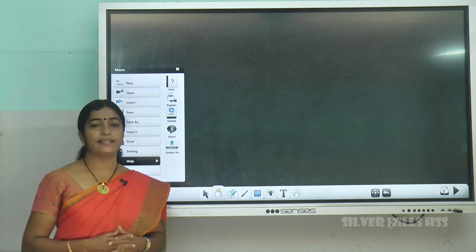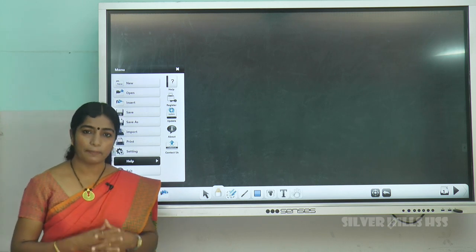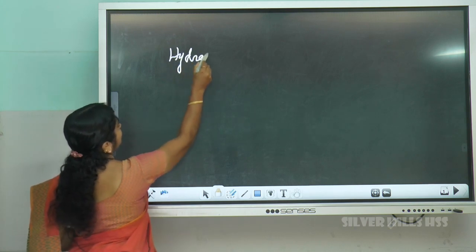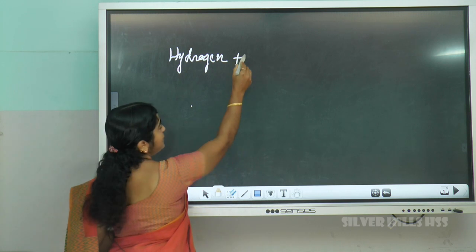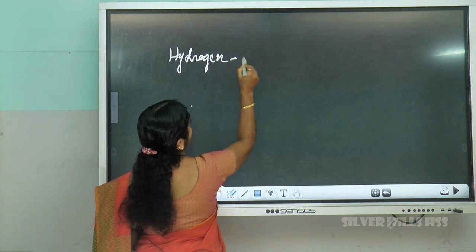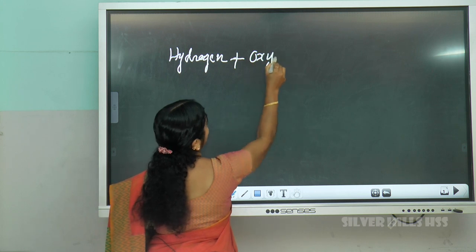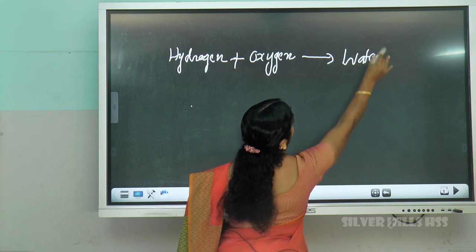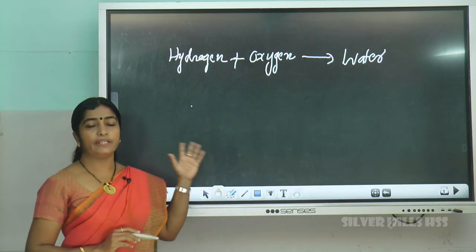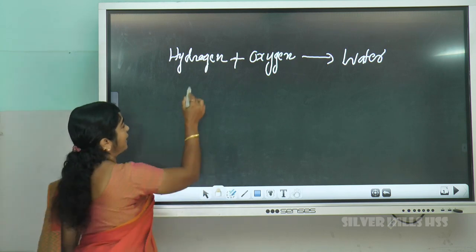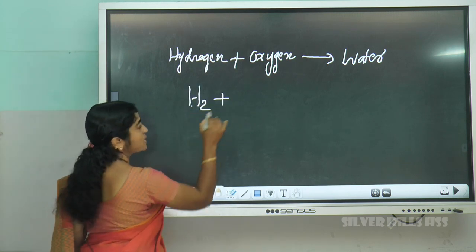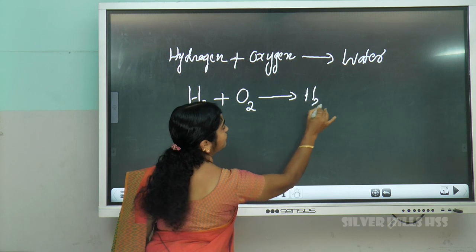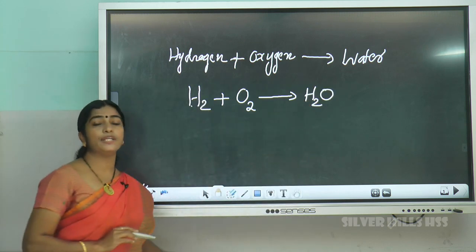Let's consider a chemical equation: formation of water by burning hydrogen. Hydrogen on burning. Burning means the reaction is with oxygen. So hydrogen combines with oxygen and forms water. This reaction we can represent as: hydrogen is H2, the oxygen molecule is O2, and the chemical formula of water is H2O. This is a chemical equation.